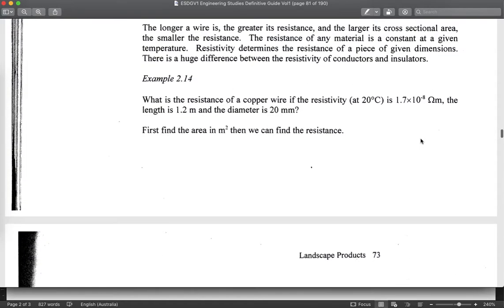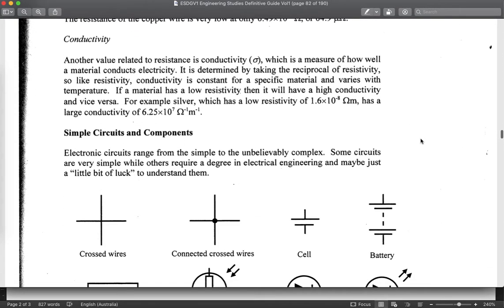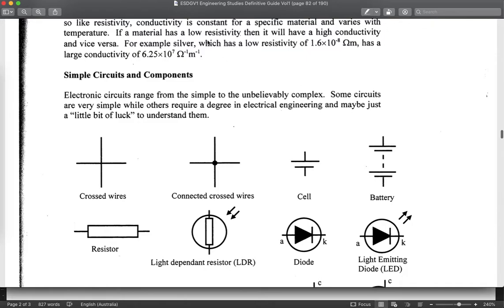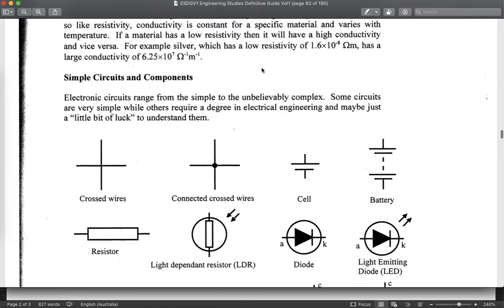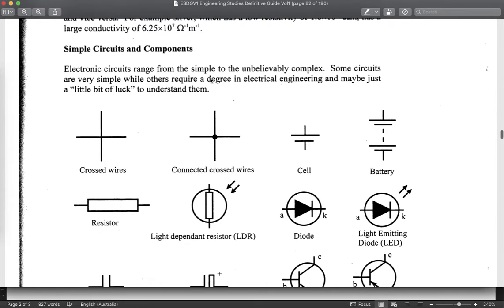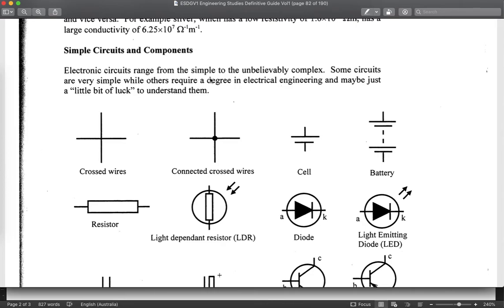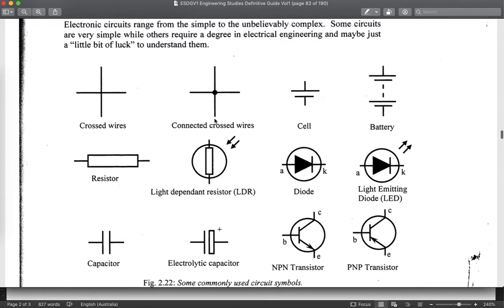Okay, so we've talked about relative conductivity of materials. We've talked about how silver has low resistivity, which means it's very good conductivity. I don't talk about conductivity very often, so I wouldn't worry about specifically how I phrase that unit. Okay, what we need to do is we need to be able to draw circuits.